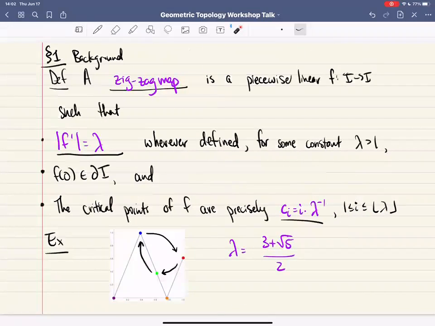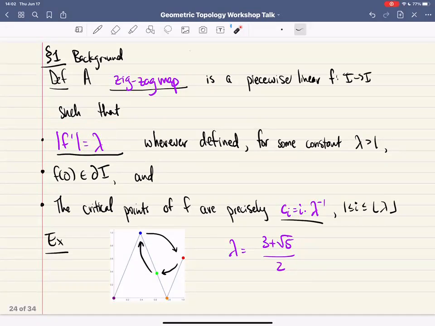There are two main characters in this story. The first are a special kind of interval map. So I will call a zigzag map a piecewise linear interval map F that satisfies these three properties. The first is that the derivative of F has constant magnitude, some number lambda that is greater than 1.